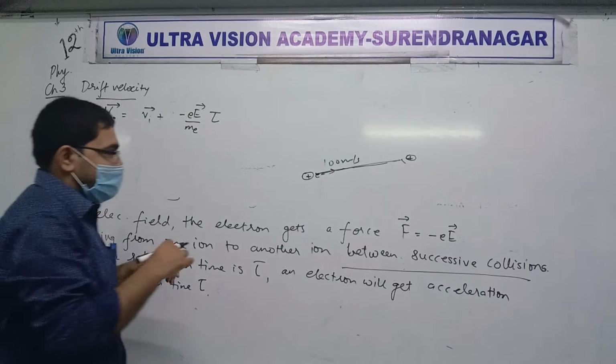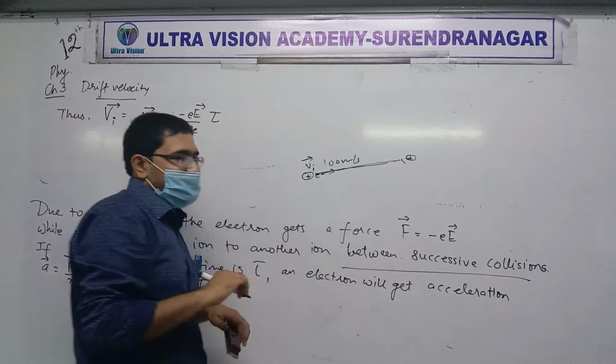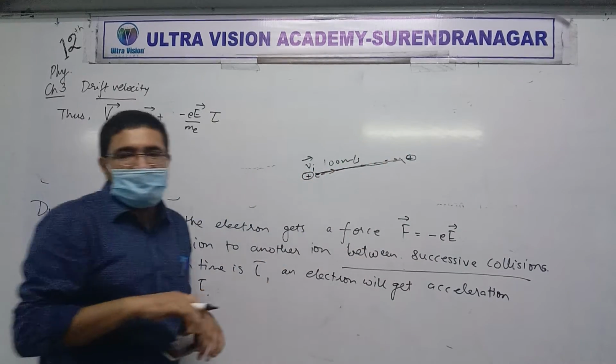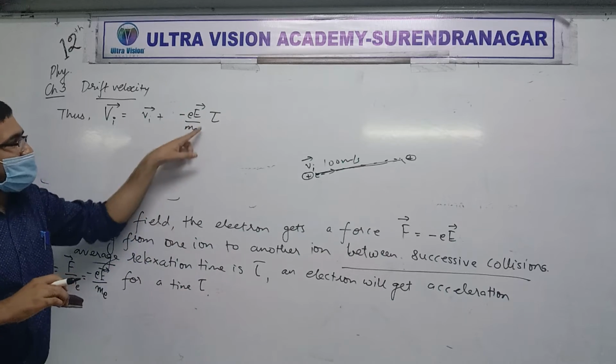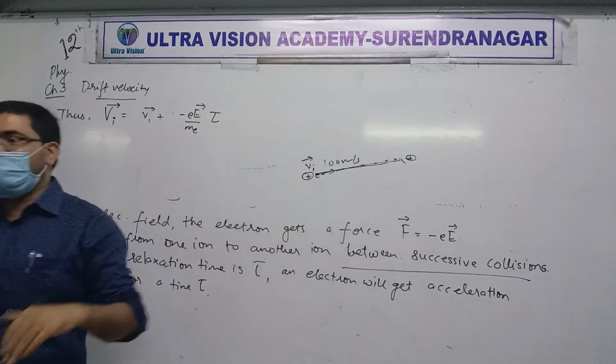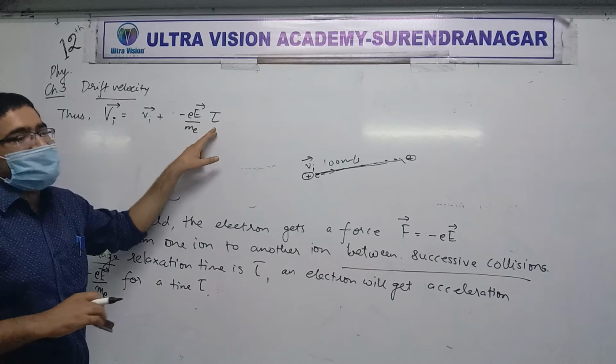Because you can think of it like this, that when the electron tries to move or starts to move from here, let's say with velocity Vi vector, then while it is going, it will get acceleration. Yes or no? How much acceleration? This acceleration. And then how much time will it take to reach the other one? On an average, it takes a time tau. So on an average, it will get a time tau to get accelerated.